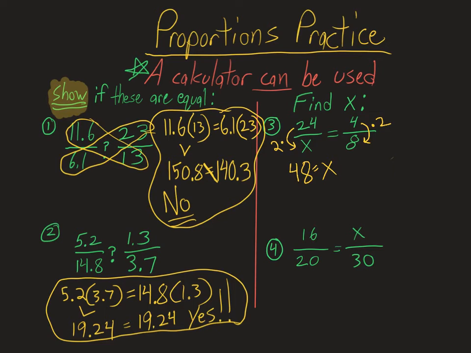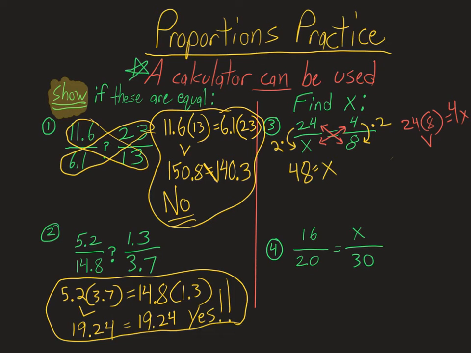And if you would like, you can also use the cross multiply that we just did on the other two problems if you want to go that route. 24 times the 8 equals the 4x. And then figure that out and divide by 4 to see what x equals. That would also give you 48.